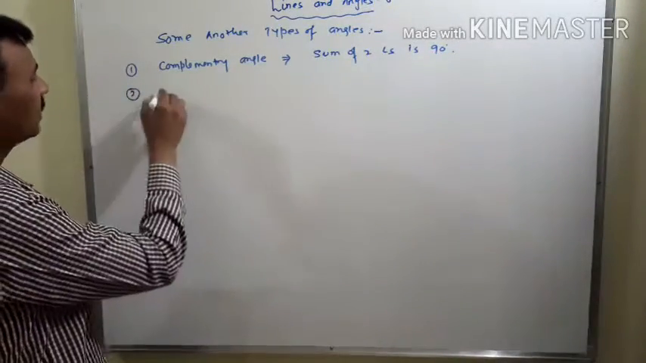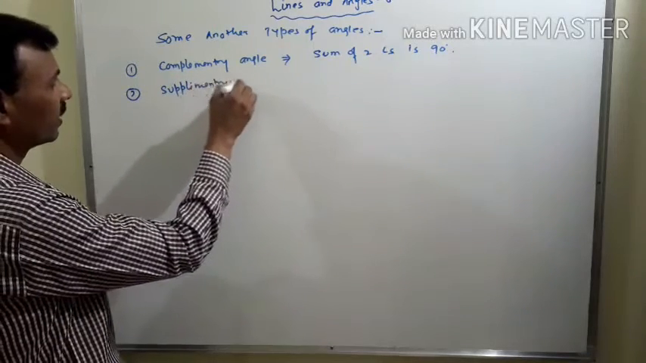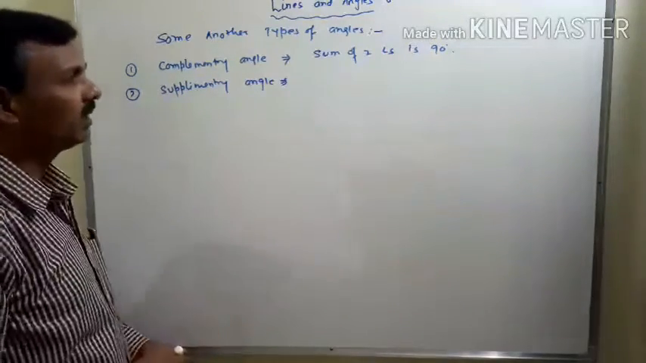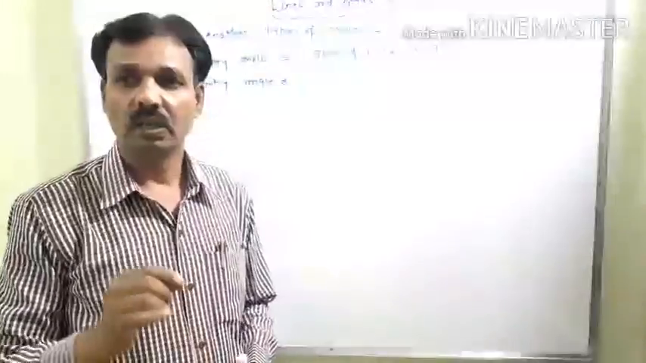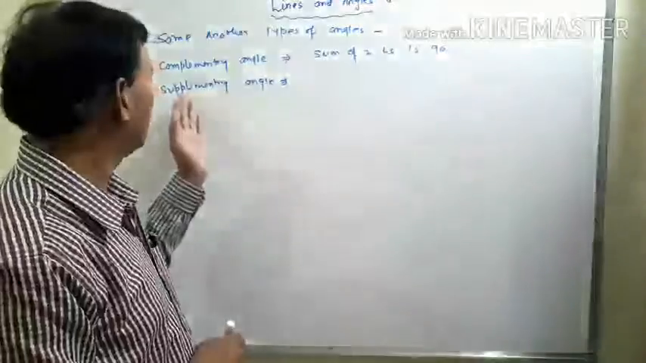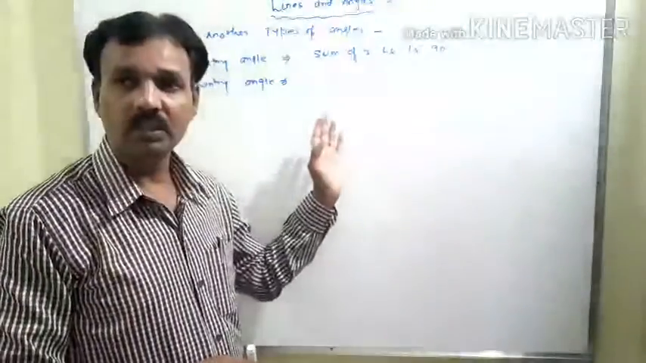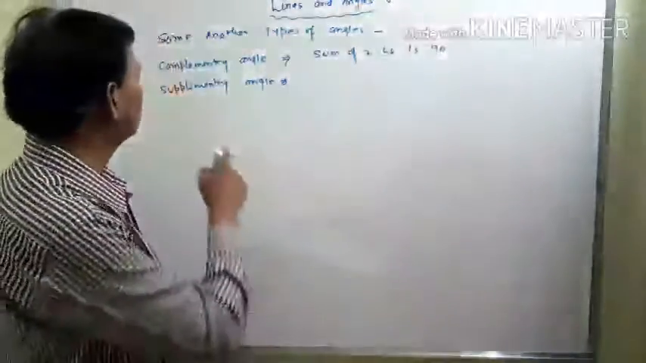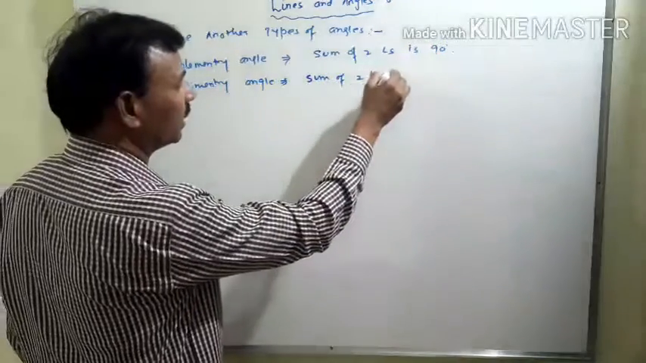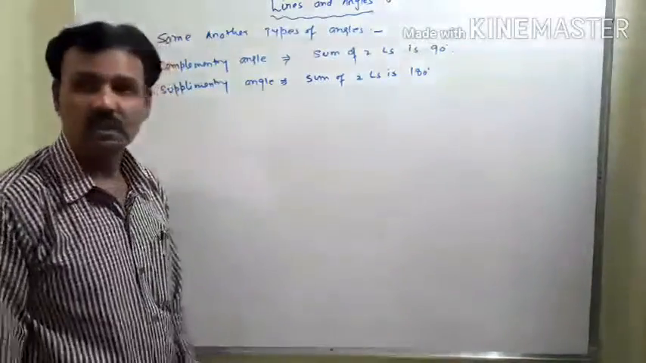The second angle is the supplementary angle. Supplementary angle is nothing but when the sum of two angles is a straight angle. That means 180 degrees, known as supplementary angle. Means the sum of two angles is 180 degrees, then both angles will be supplementary angles.